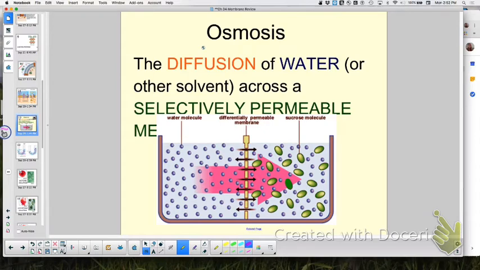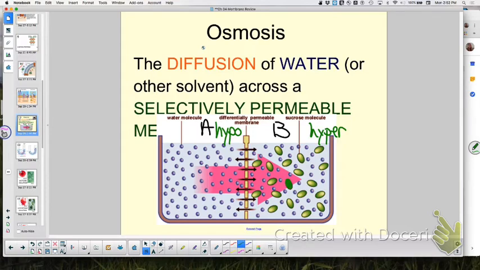Now, in this situation, if we label this side A and this side B, remember our phrasing. If something is hyper, it means you have a lot of it. So which side has more solutes? B. So this side is hypertonic, and side A would be what? Hypotonic. But remember, it's all relative, right?